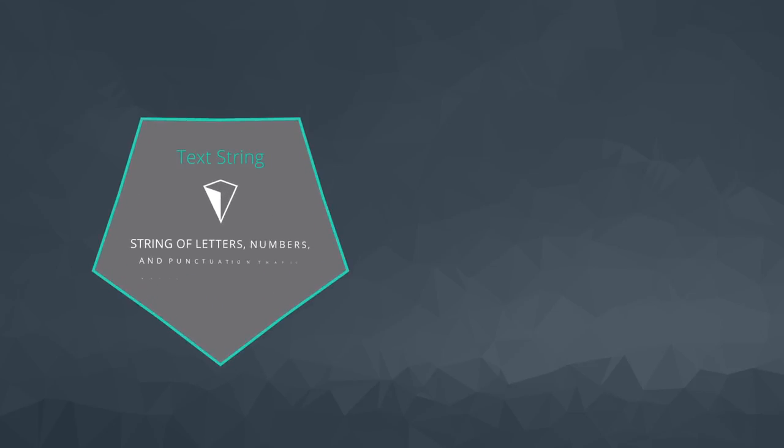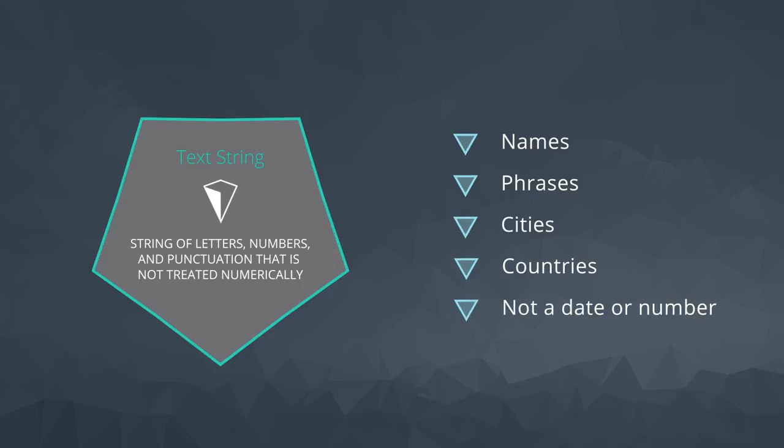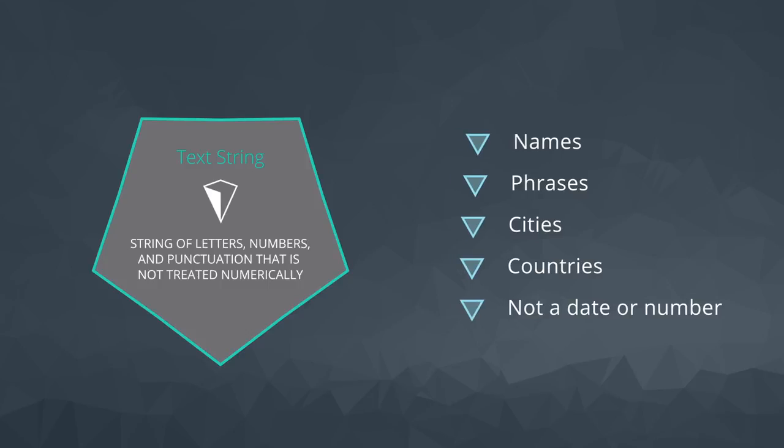Text functions modify or provide information about text strings that we find in data. A text string is a series of characters, such as letters, numbers, and punctuation, that is not treated like a number. Examples of text or text strings are names, phrases, cities, countries, not a date, or a number. There are many text functions in spreadsheets.